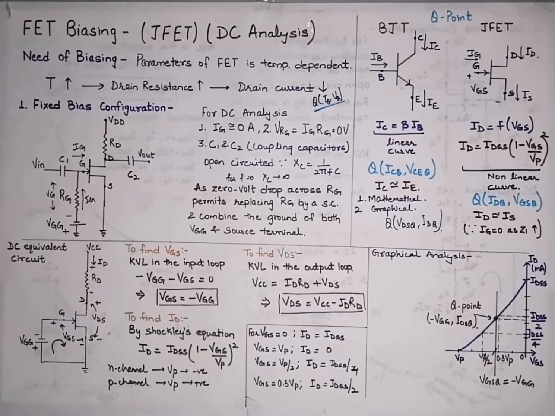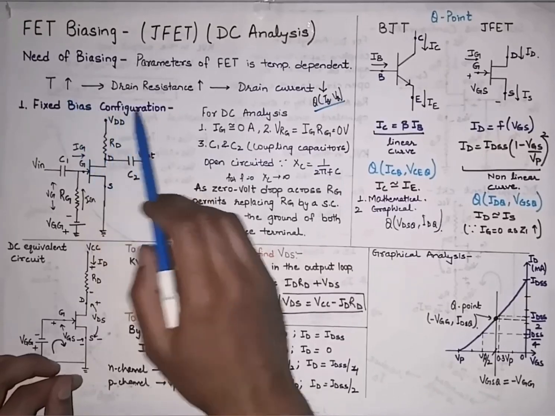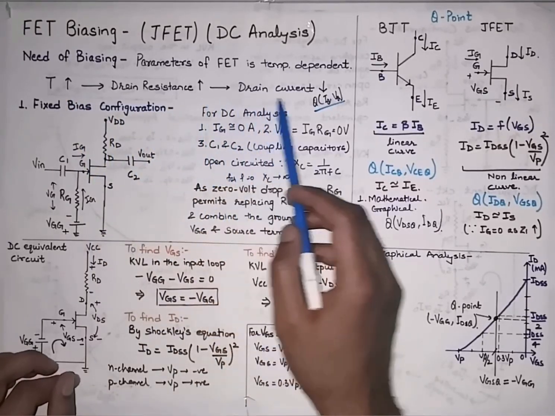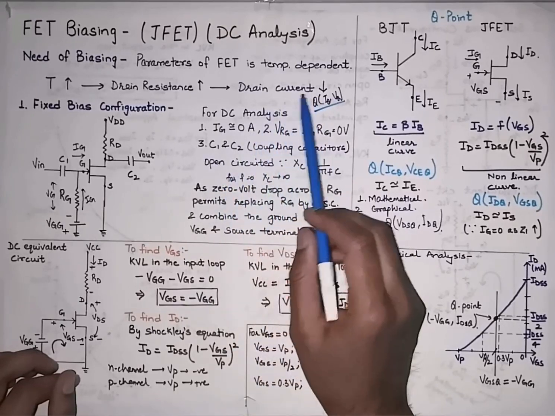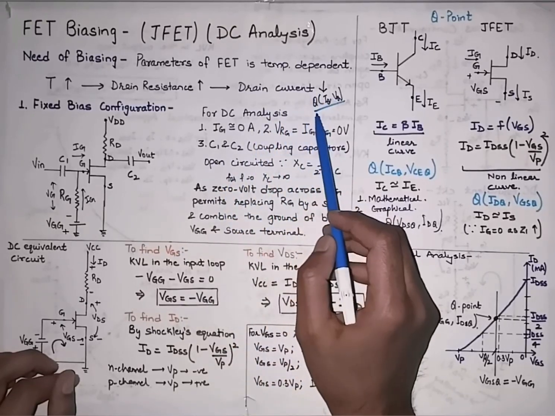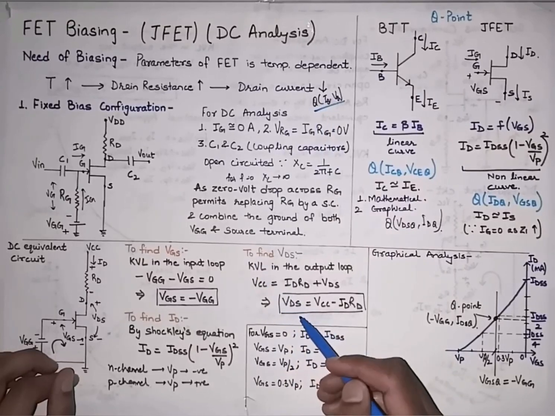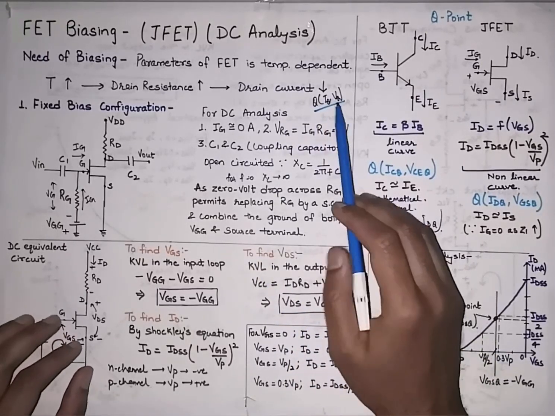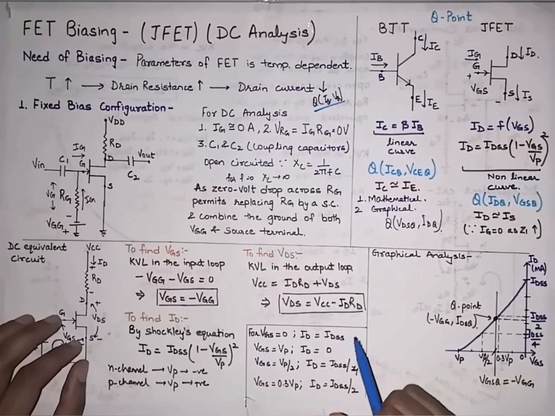Similarly, in the case of FET also, there are various parameters which are temperature dependent, and due to the change of those parameters there will be a shift in the Q point. For example, with the increase in temperature, the drain resistance will increase in the case of FET, and due to this the drain current will reduce. Due to this shift in the drain current, the value of the Q point will also change. So there is a need for biasing so that our Q point will be maintained at a particular point.